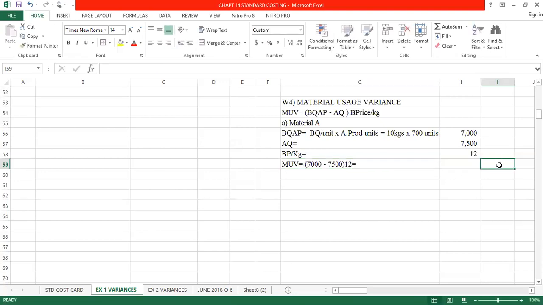What do we get? It is equal to the one that is bigger, minus 7,000, times 12. What do we get? 6,000. So we get 6,000. Look at this. We had budgeted to use 7,000. We actually used 7,500. Did we gain or we lose? Usage. You used more than what you had budgeted.